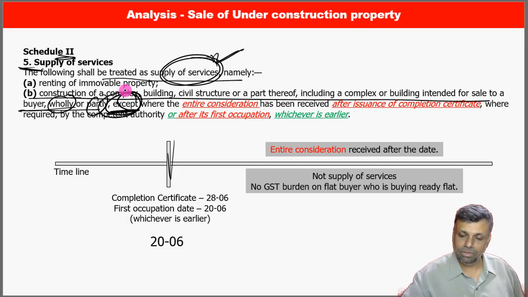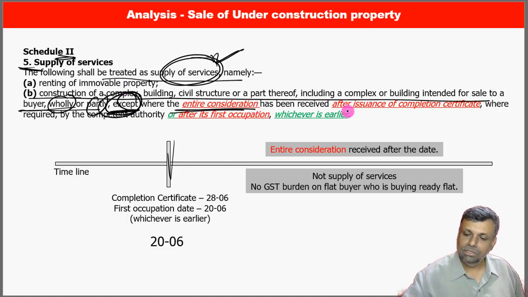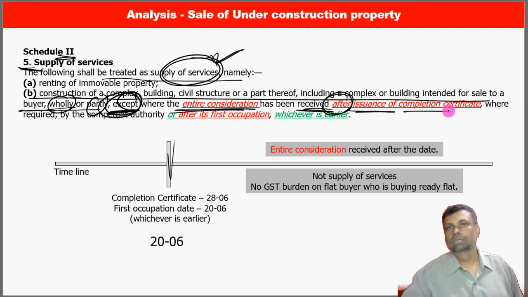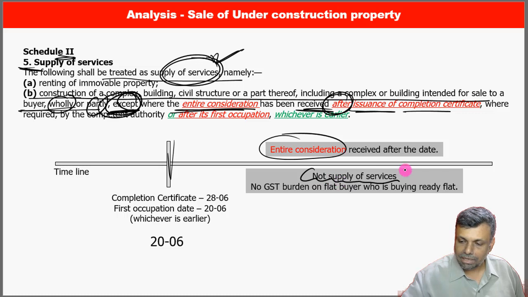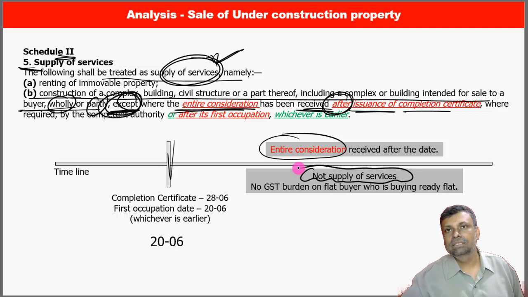This will be regarded as a supply of services, except where, so this is the exception, the entire consideration has been received after the issuance of the completion certificate or the first occupancy, whichever is earlier. So if the entire consideration is received afterwards, then it is not a supply of services, which means it will not be subjected to any GST burden in this particular situation.